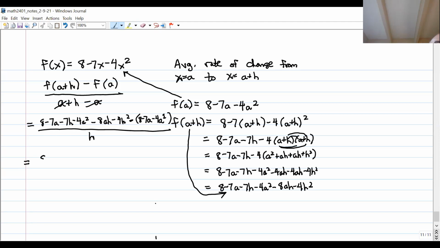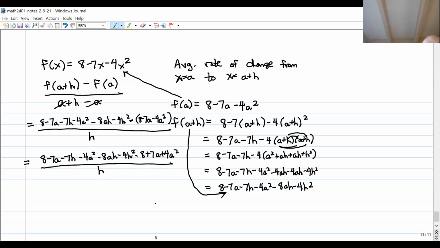Okay, let's see now. So we have 8 minus 7a minus 7h minus 4a squared minus 8ah, this is hard to say, minus 4h squared. Now you're going to distribute the minus sign, so you get minus 8 plus 7a plus 4a squared, all of this divided by h. Now, if you're lucky, you should have a bunch of cancellations here, okay?